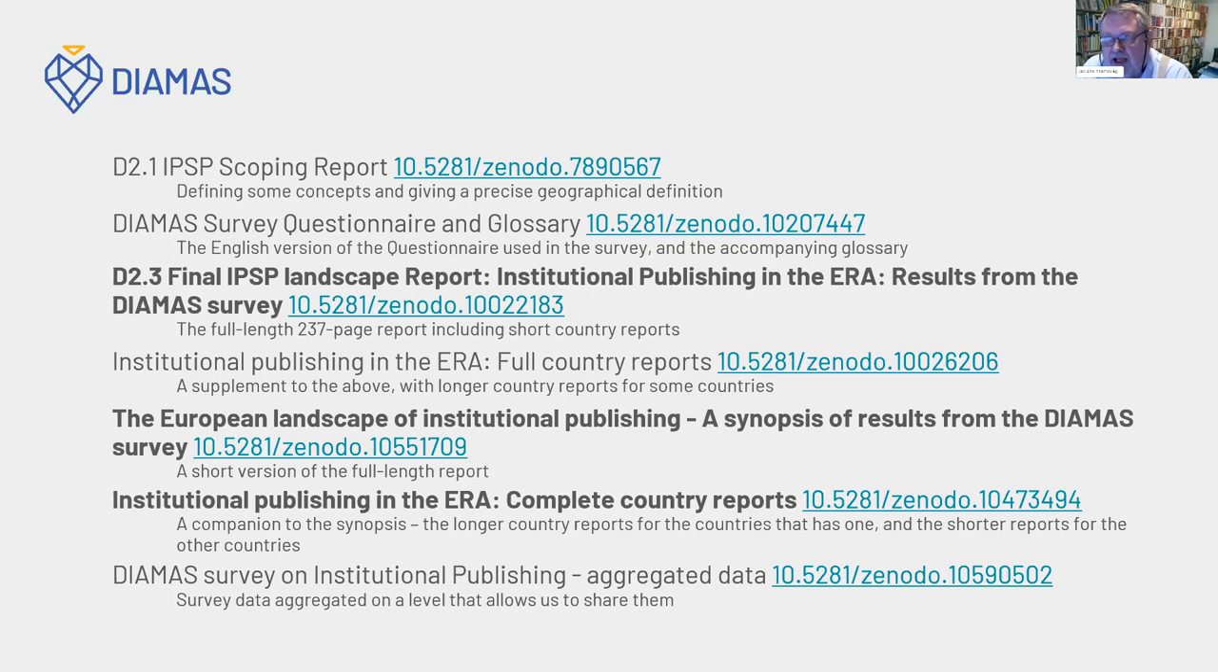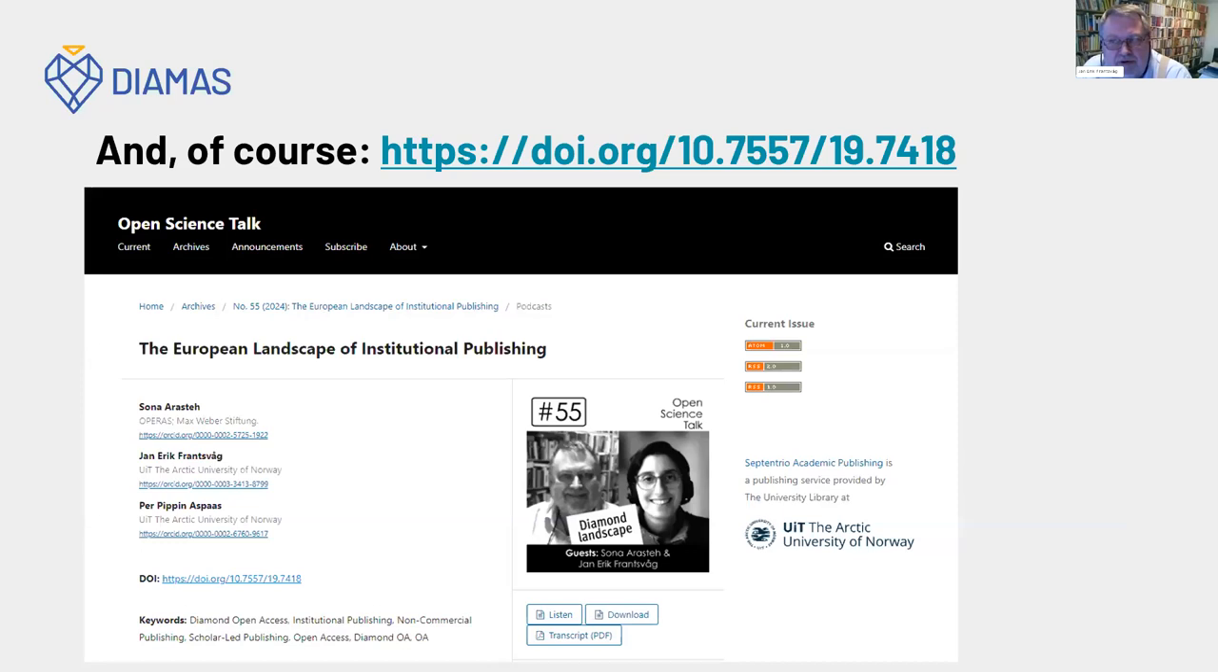Then we have made a synopsis of the results, a short version of the full-length report, written by people who didn't write the full-length report, so there's some critical distance to that. And then we have country reports, where you can see what we wrote about your country and what has been done on this in other countries you're interested in. And if you want to hear more, you have Sona and me on a podcast here.